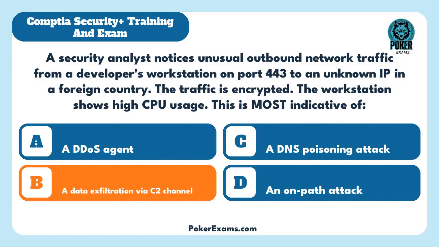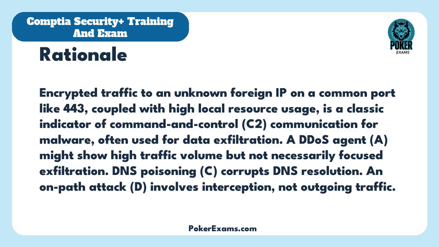Correct answer is B. Rationale: Encrypted traffic to an unknown foreign IP on a common port like 443, coupled with high local resource usage, is a classic indicator of command and control (C2) communication for malware, often used for data exfiltration. A DDoS agent, A, might show high traffic volume but not necessarily focused exfiltration. DNS poisoning, C, corrupts DNS resolution. An on-path attack, D, involves interception, not outgoing traffic.